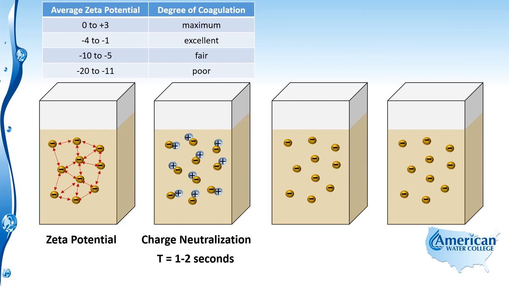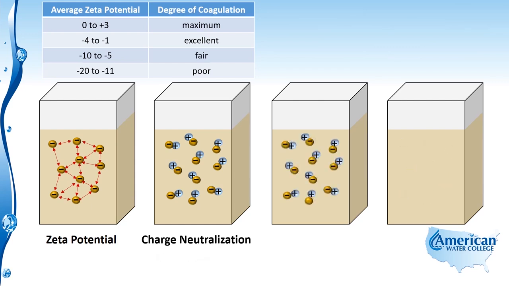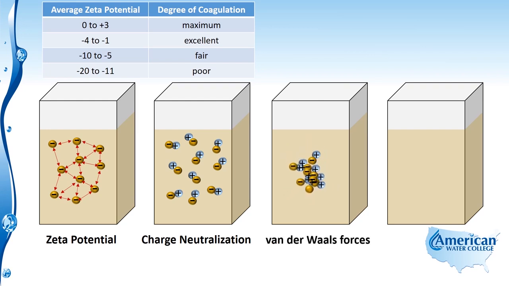Well, now that we've neutralized the charges, there's this thing called van der Waals forces that come into effect. Now, van der Waals forces is the force between all objects that tries to pull them together. So it's not until van der Waals forces overcomes the zeta potential that these colloids can come together and form a floc. So by neutralizing the zeta potential, van der Waals forces can then go into effect and our microfloc can become macrofloc.